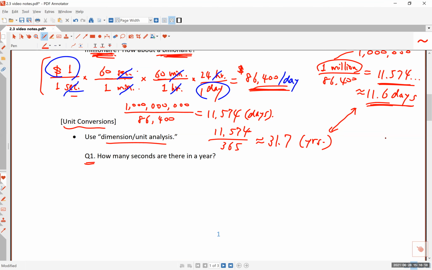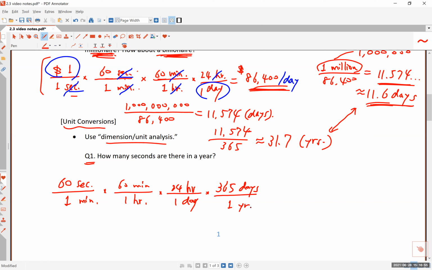How many seconds are there in 1 year? Have you thought about this? In 1 year, how many seconds? Well, again, you can say that there are 60 seconds in a minute. That's 1, right? And then you have 60 minutes in an hour. And so 60 minutes divided by 1 hour represents the number 1, because the top and the bottom are the same. Then 24 hours in 1 day. And how many days are in a year? That's this.